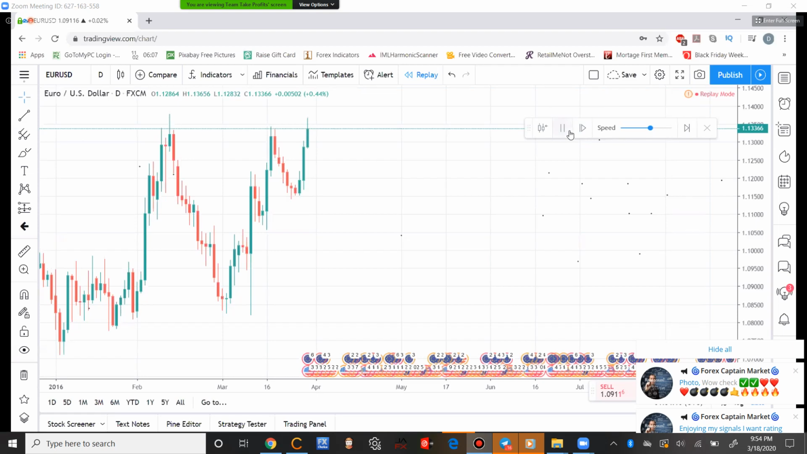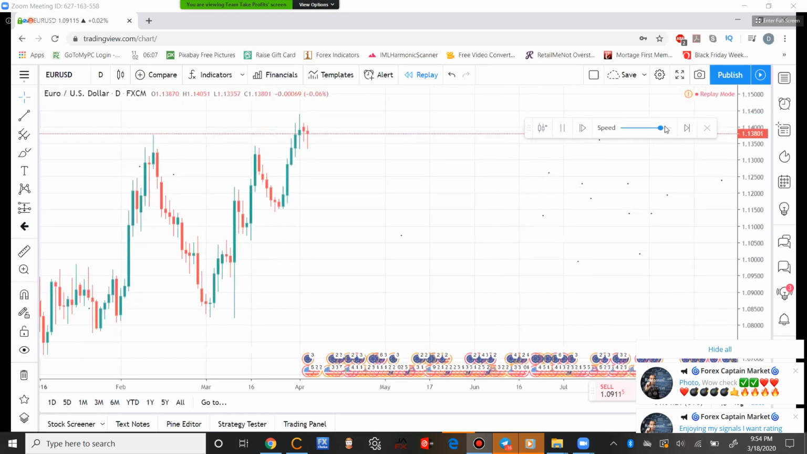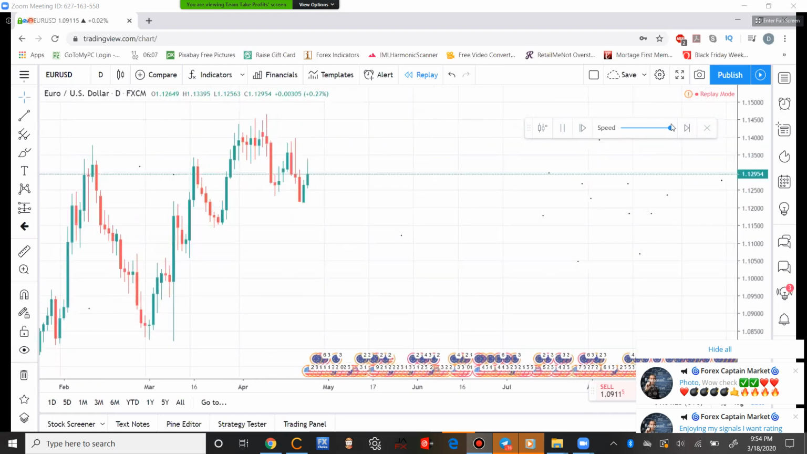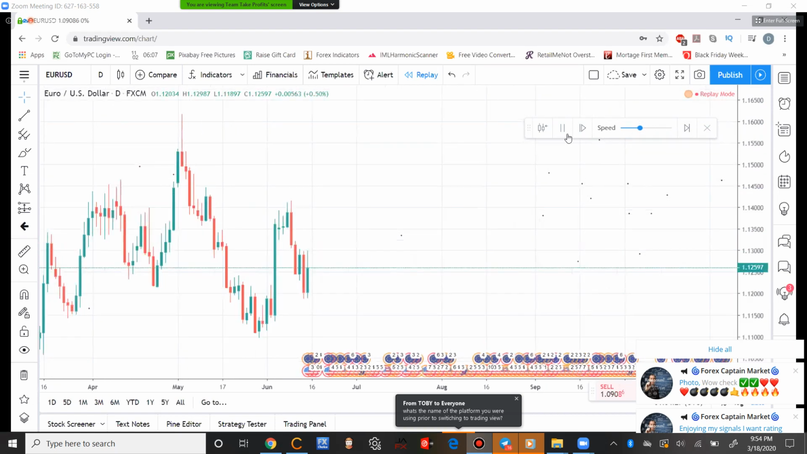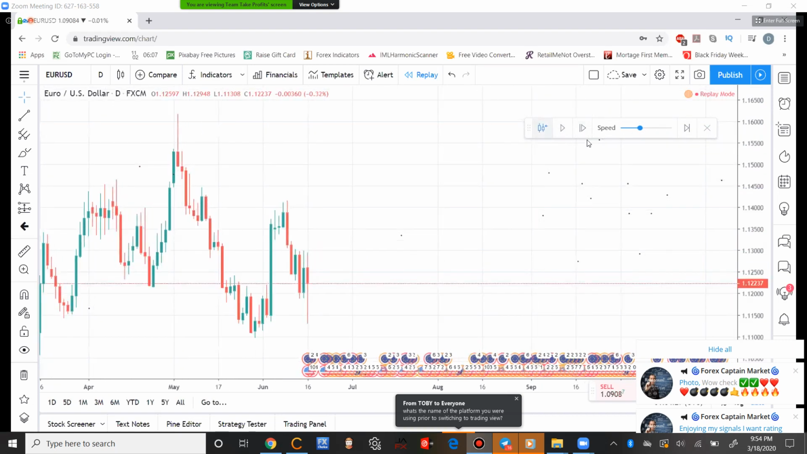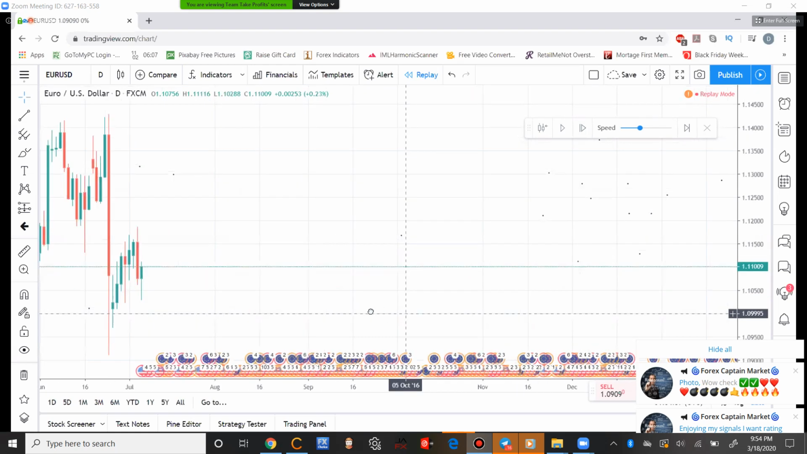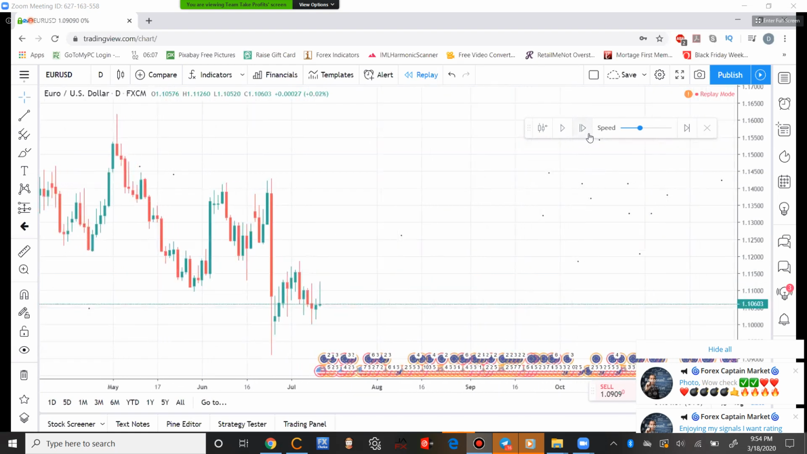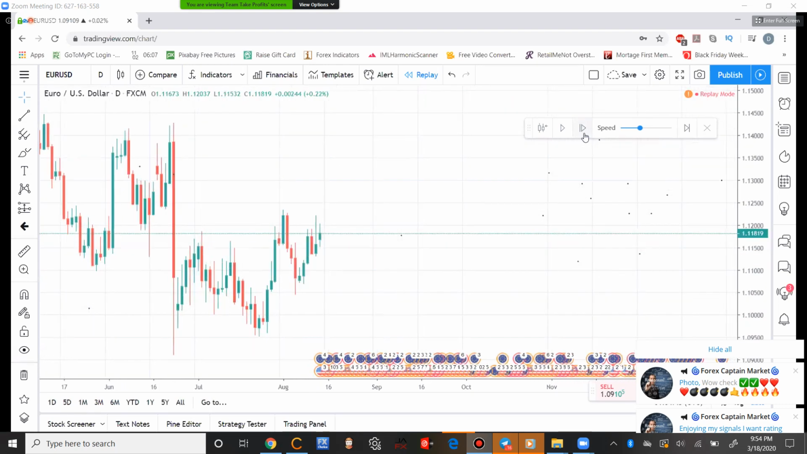You can have it on automatic. It's being really laggy right now. So you can either do that, or you can slow it down, or you just do it manually. It tells you years too, that's kind of cool. So you can back test like this.